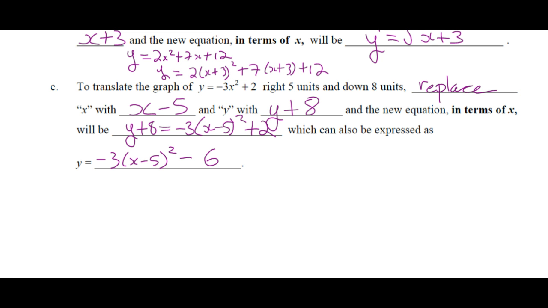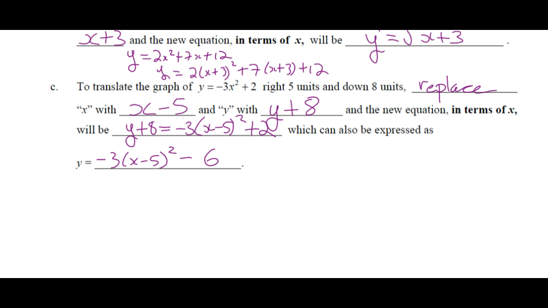Okay, and again, if you were to graph those two graphs on the same grid, you would see that they were the same size, same shape, just one of them had moved 5 units to the right and down 8 units. The color graphing ones are nice because you say, well, my red one is this one, and then the blue one is this one. And yeah, okay. Question?